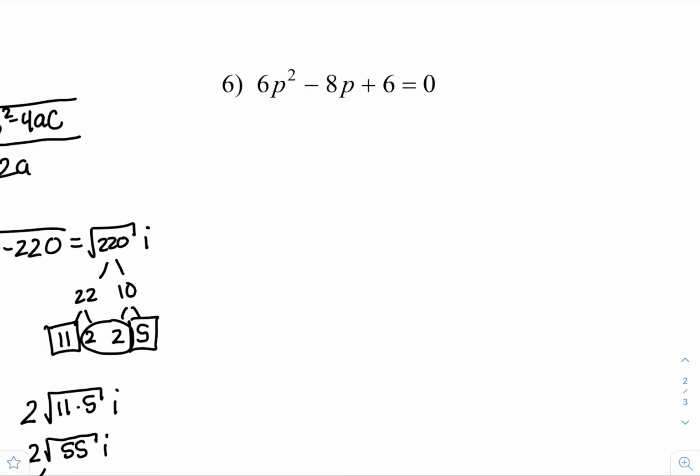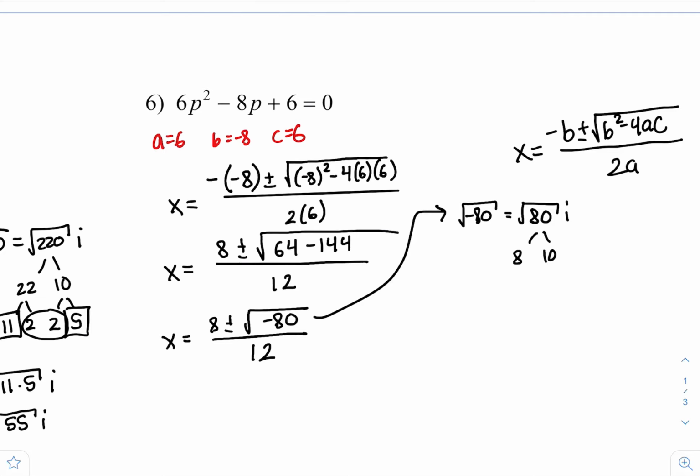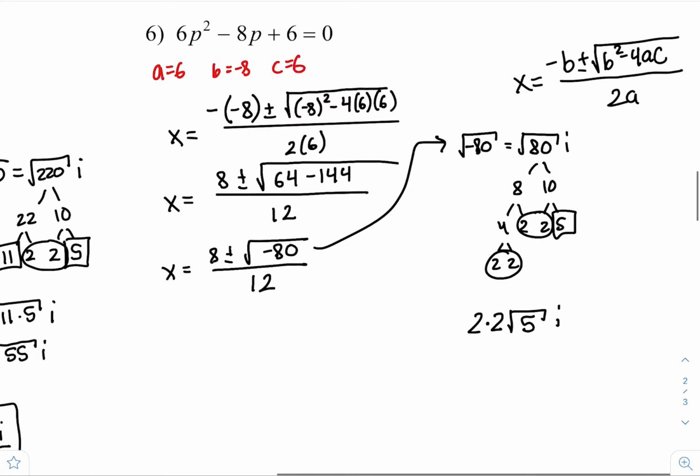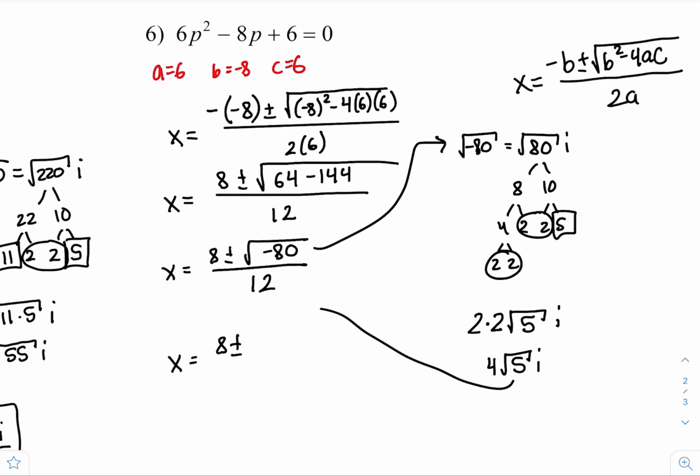So negative of negative 8 is positive 8. Square root of, so the square root of negative 80, which is the square root of 80i. Now we factor 8 and 10, 4 and 2, 2 and 2, 2 and 5. Find our pairs, one pair there, and a leftover. So one pair of 2's is represented by this 2, another pair of 2's represented by that 2, and we got the square root of 5. Don't forget your i. 4 square root of 5i.